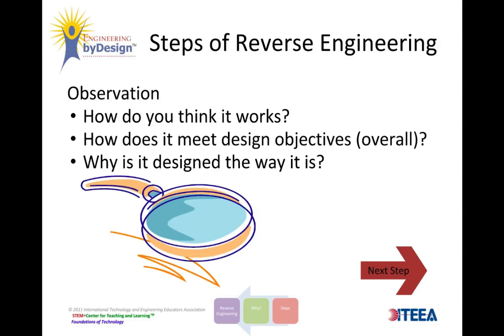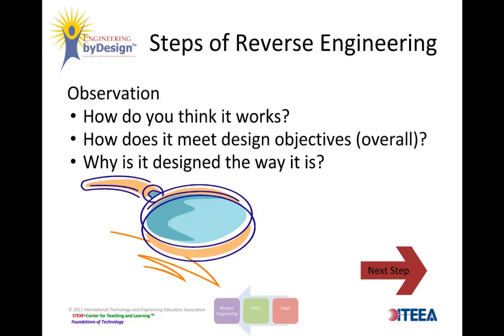Observation. How do you think it works? How does it meet the design objectives? Why is it designed the way that it is? So you originally made predictions, and those predictions were basically about the input, what goes into a system. The prediction would be, does the output match the input? So that's a prediction for reverse engineering as well. Would the output represent what I wanted in the first place?